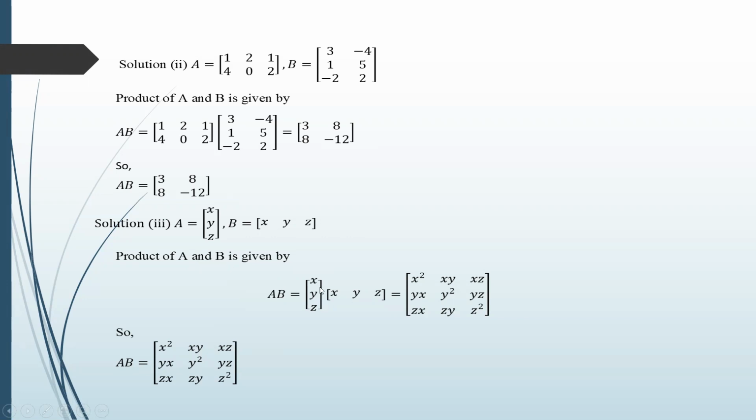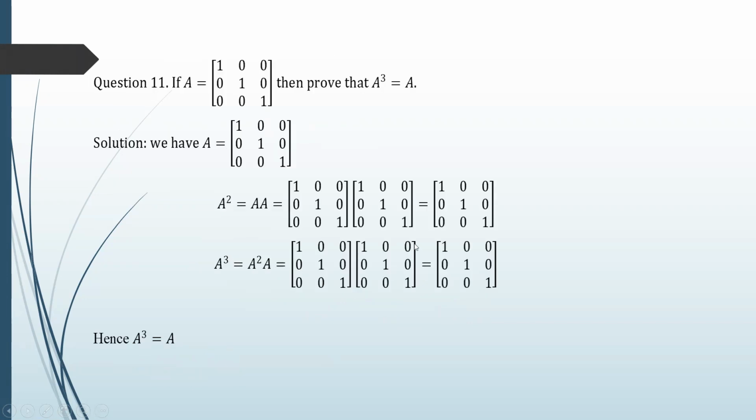The product will be AB. So we can easily find the product of these matrices. This will come x square, xy, xz, yx, y square, yz, zx, zy, z square. So is that clear? Now we go for the next question.